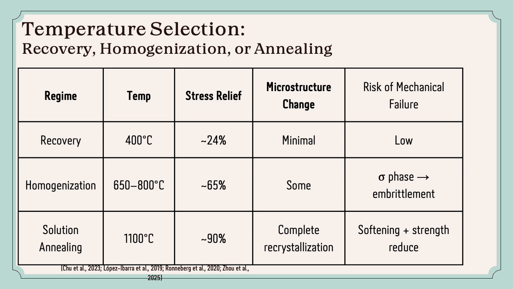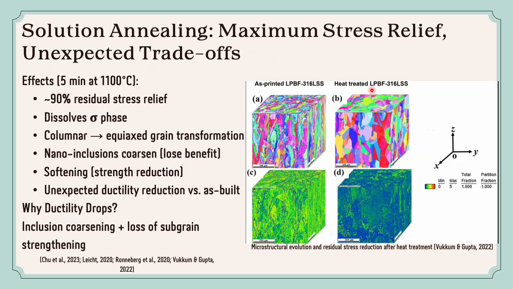Therefore, the choice of heat treatment temperature depends on whether the priority is preserving the as-built microstructure, maximizing stress relief, or balancing the mechanical properties. Solution annealing provides the highest level of stress relief among the heat treatment methods we discussed. At around 1100 degrees Celsius, nearly 90% of the residual stress can be removed. It also dissolves the sigma phase and transforms the grain structure from columnar grains to more equiaxed grains.